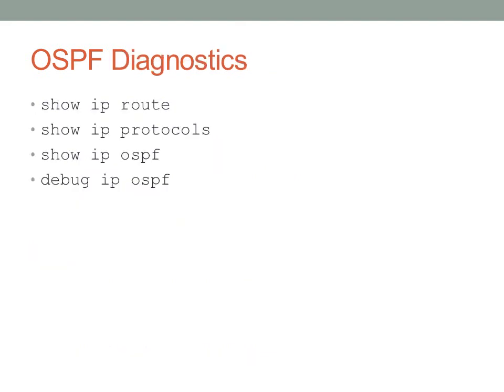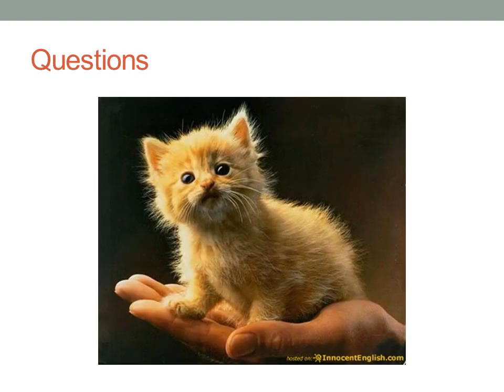So here are some OSPF diagnostic commands: show IP route, show IP protocols to determine if OSPF is running, show IP OSPF. There are lots of different subcommands of show IP OSPF that are very handy. And then finally, debug IP OSPF will give you an idea of what's going on in the OSPF topology at current time.